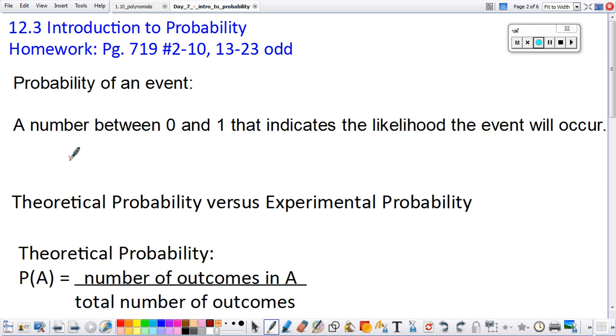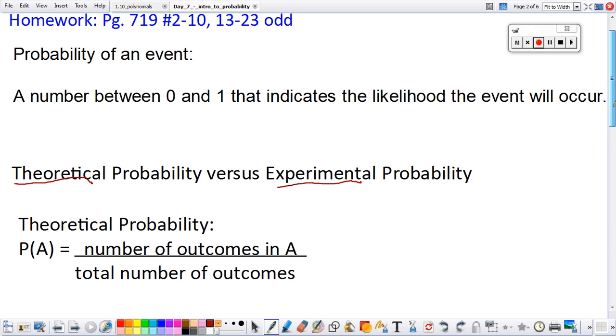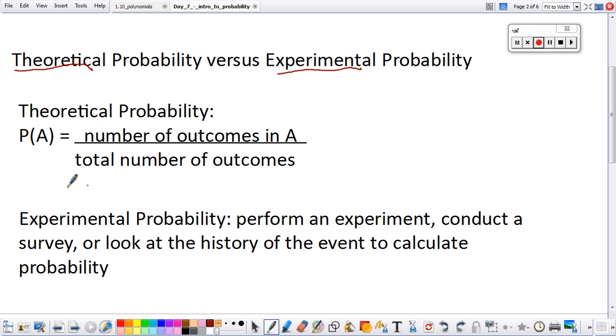So the definition of the probability of an event is that it's a number between 0 and 1 that indicates the likelihood the event will occur. So to start, we're going to discuss the difference between theoretical probability and experimental probability. Theoretical probability, this is a formula that you must memorize, is the number of outcomes over the total number of outcomes.